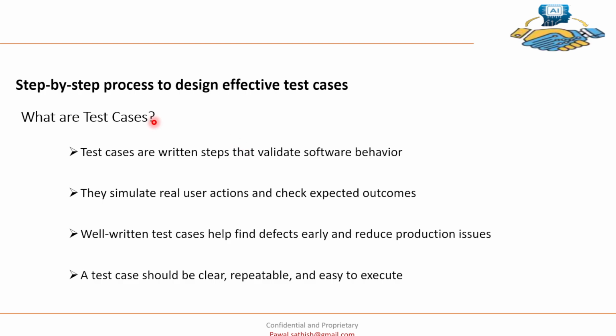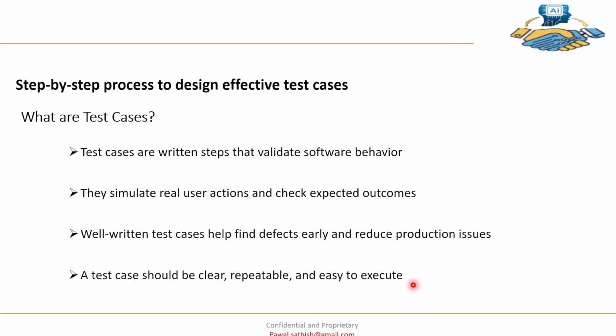Before we start, first we'll understand what test cases are. Test cases are written steps that validate the software behavior. When we write test cases, we write them step by step in detail. They simulate real user actions and check the expected outcomes. If you write good test cases, then definitely that will help to find defects early and reduce production issues. A test case should be clear, repeatable, and easy to execute. It should not be complicated.